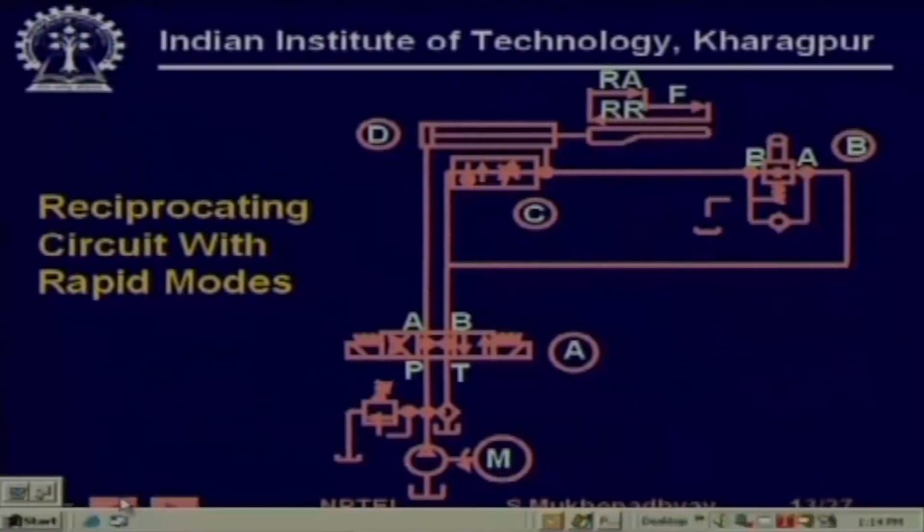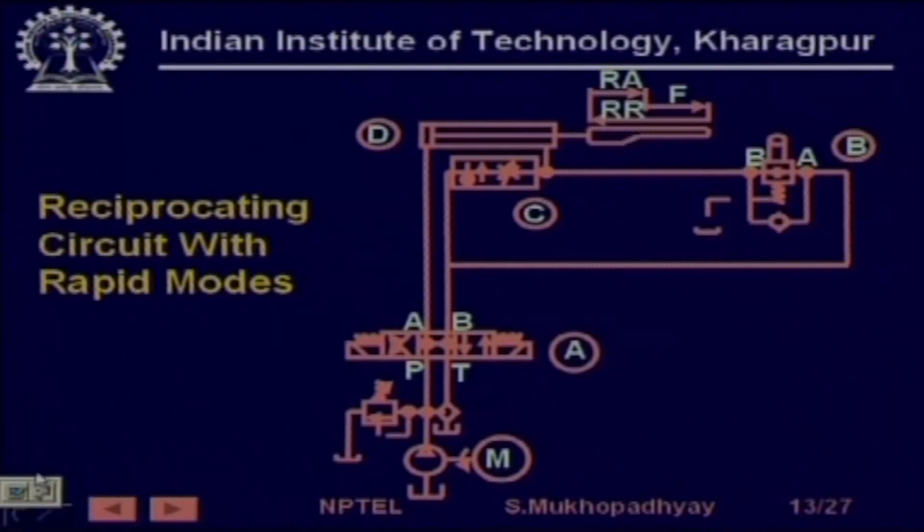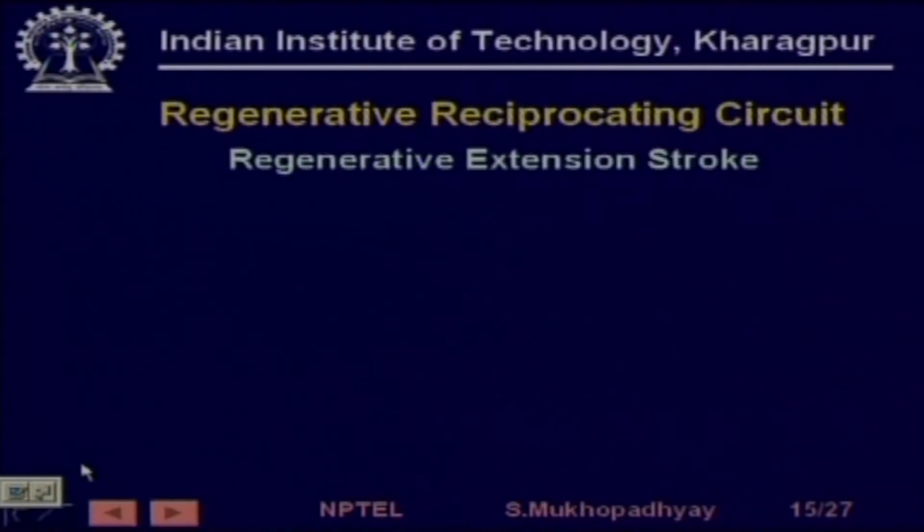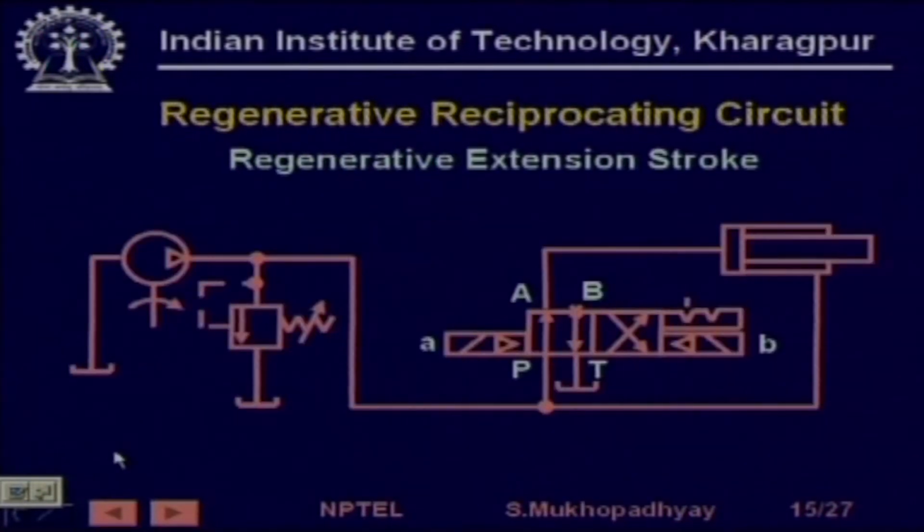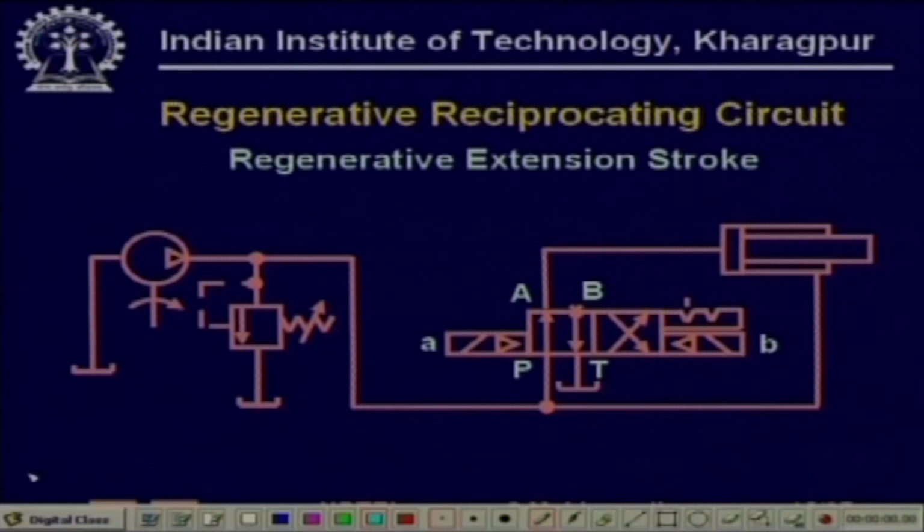Let us go to the next example. So, in the next example, what is happening is that we are still having reciprocation circuits, but now we want to have a regenerative configuration. What is regenerative configuration?